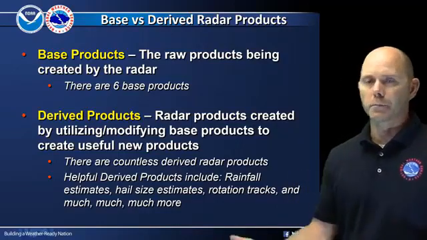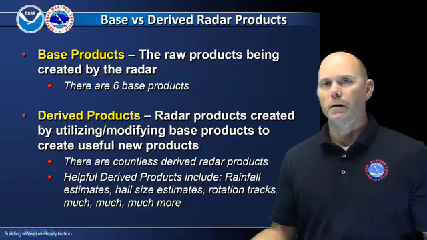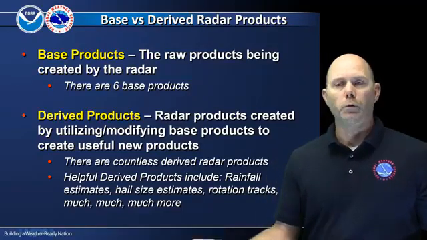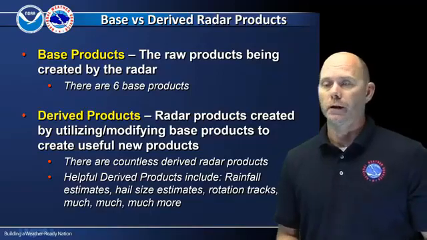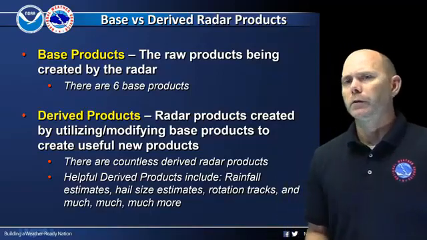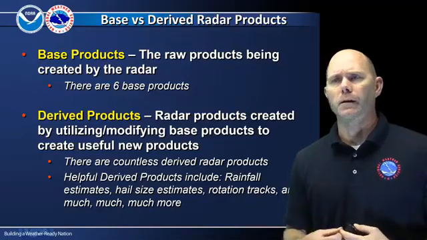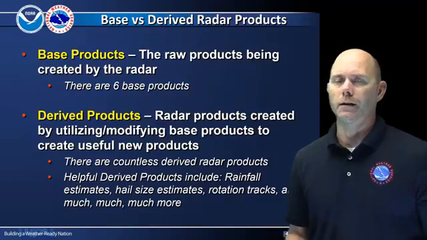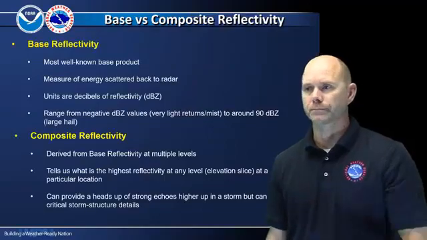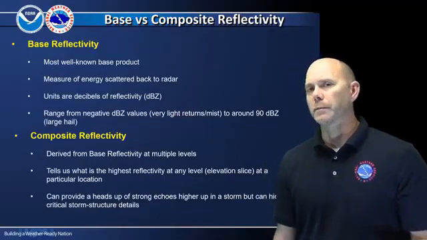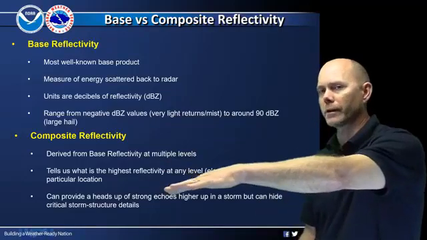And a lot of these derived products are based on the base products, and these are things like rainfall estimates, hail size estimates, rotational tracking, and there's a whole lot that people make use of to help monitor severe weather. But when you're really interested in getting into the nitty-gritty of exactly what's going on, a lot of times the base products are what you need to look at, and that's what we meteorologists like to focus on when we're issuing warnings.